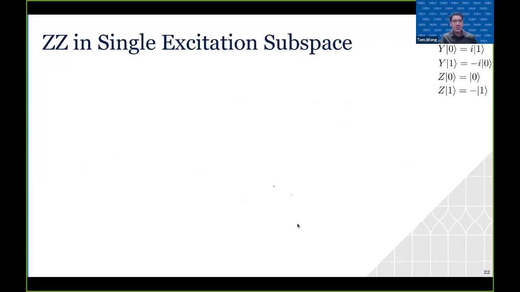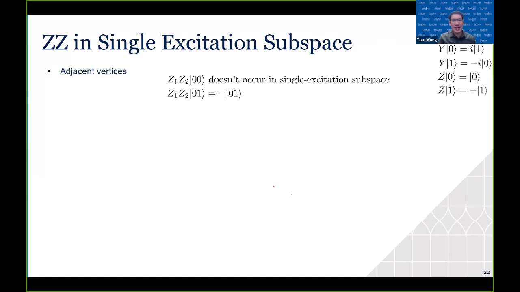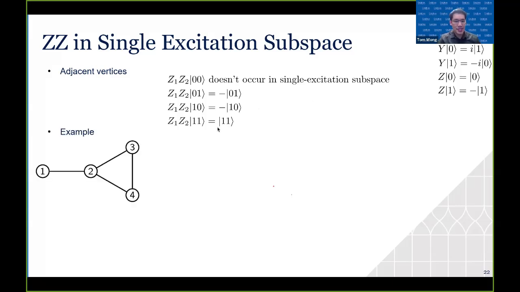What about ZZ? Well, let's go ahead and look at the 4 different options. ZZ can't act on 0, 0 in the single excitation subspace because we can't have 2 excitations. The way it acts on 0, 1 is it flips the sign because Z turns 0 into 0 and it turns 1 into -1. It's also going to flip the sign of 1, 0. And then it does nothing to 1, 1 because it will turn it into -1 times -1 and the minus signs will cancel out.